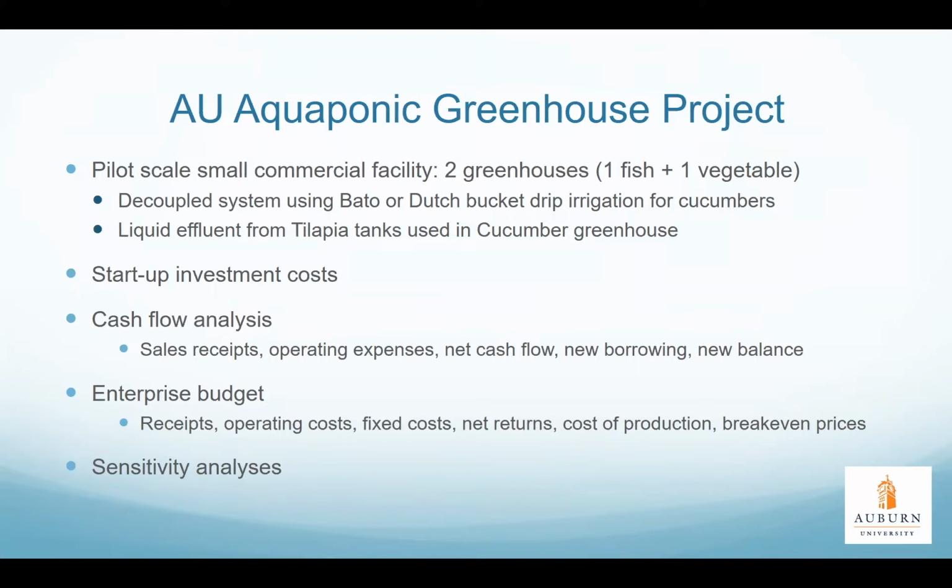This system is what we call a decoupled system, which means the water from the fish tank is clarified, and then it goes into drip emitters into these Dutch buckets to grow the cucumbers. And then any water that drains through those Dutch buckets is drained out of the plant greenhouse, and it does not go back to the tilapia or fish greenhouse.